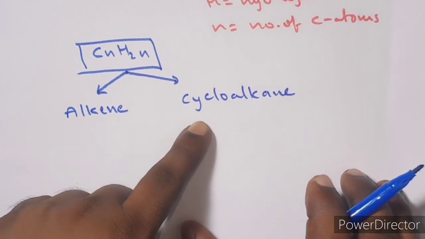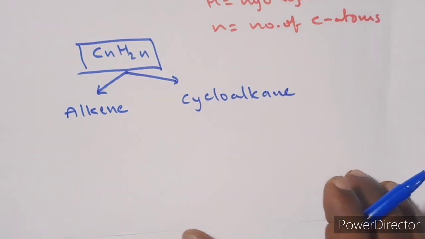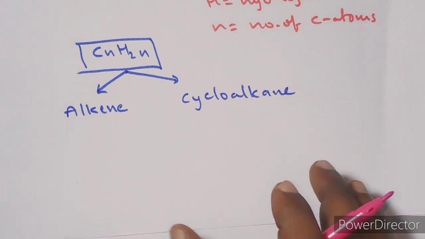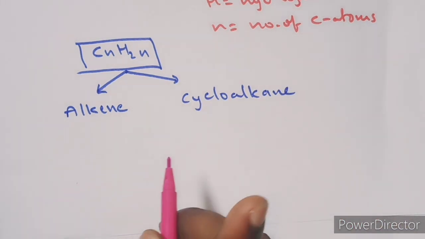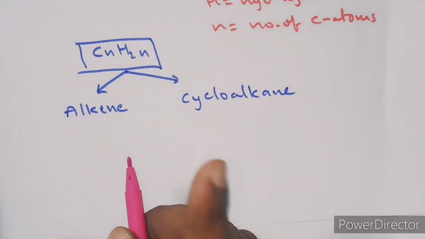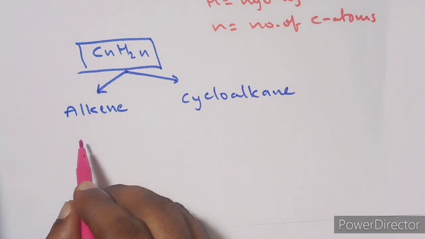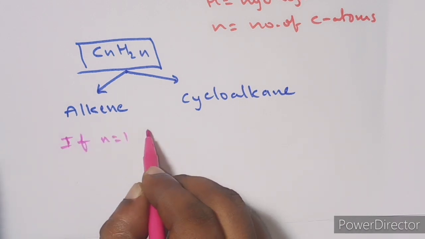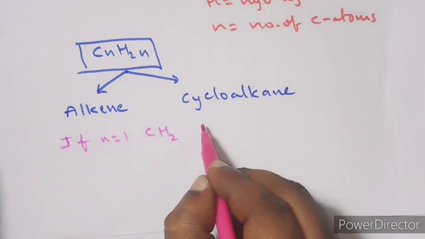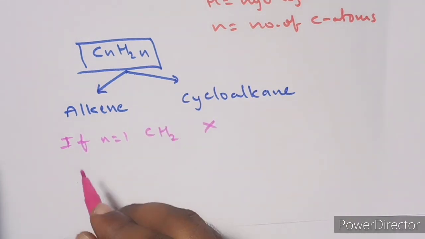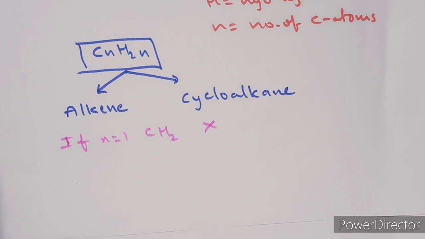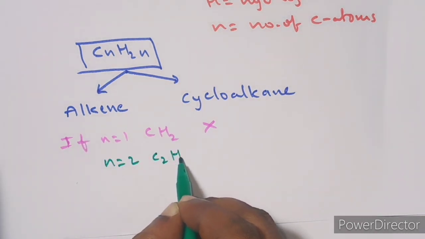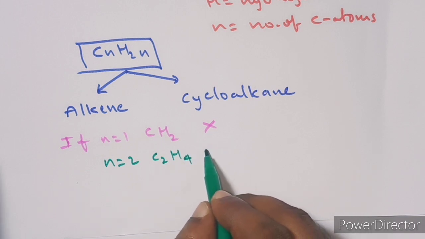Now let us go to some examples. To write the possible alkenes, first we require a minimum of 2 carbons. With 2 carbons only we can write alkenes. If n is equal to 1, the formula is CH2, and with this no alkene is possible. If n is equal to 2, the formula is C2H4. With this molecular formula, we can write one alkene.